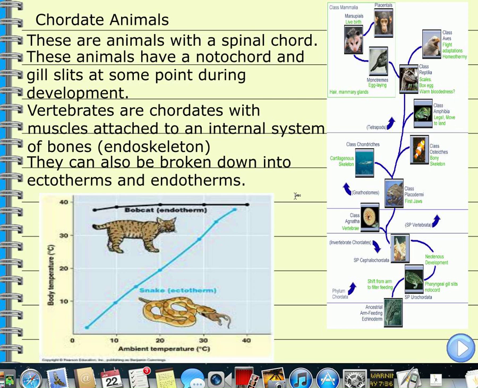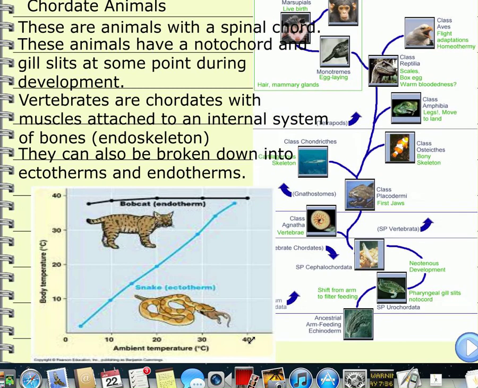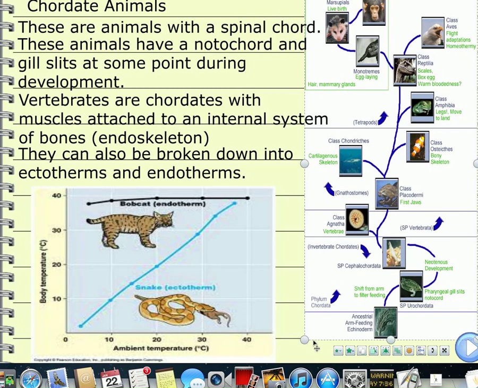Vertebrates are also chordates with the muscles attached to an internal system of bones, the endoskeleton. Now, they can also be further broken down into ectotherms and endotherms. Ectotherms, like snakes, are what we might call cold-blooded, and the endotherms, like that bobcat seen here, those are more warm-blooded animals. So we can take a look at this picture, and we can blow it up a little bit and take a really good look.